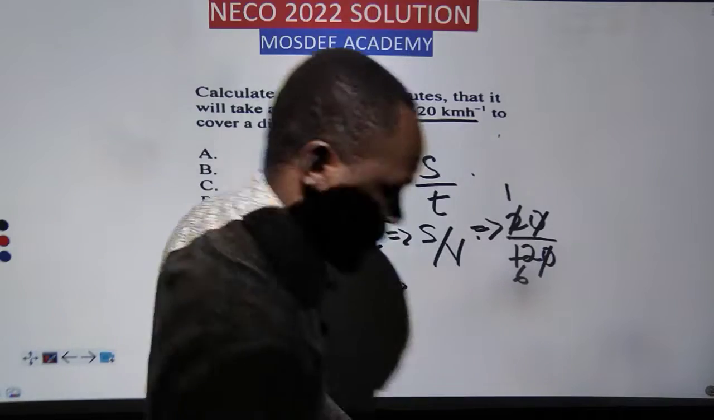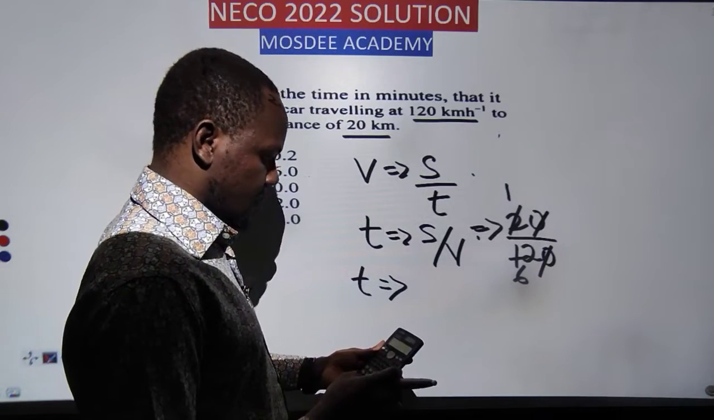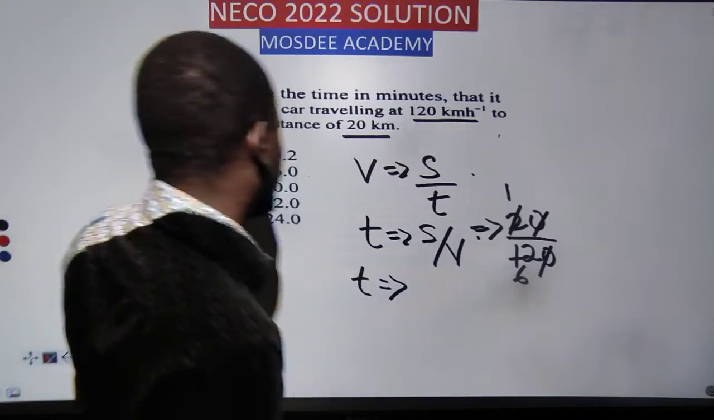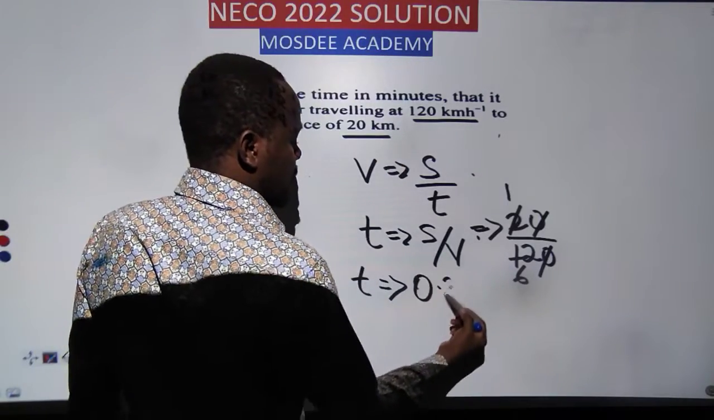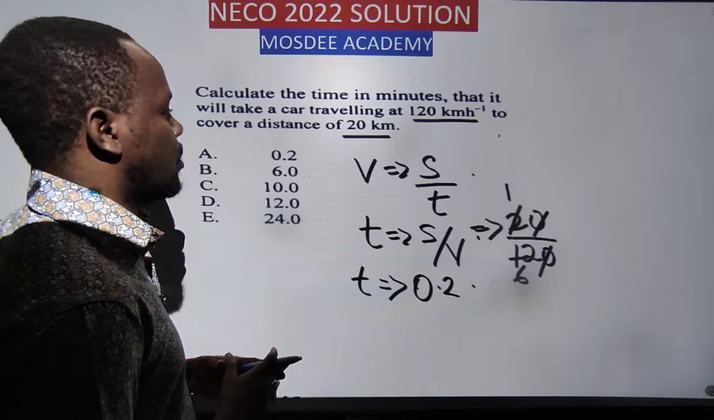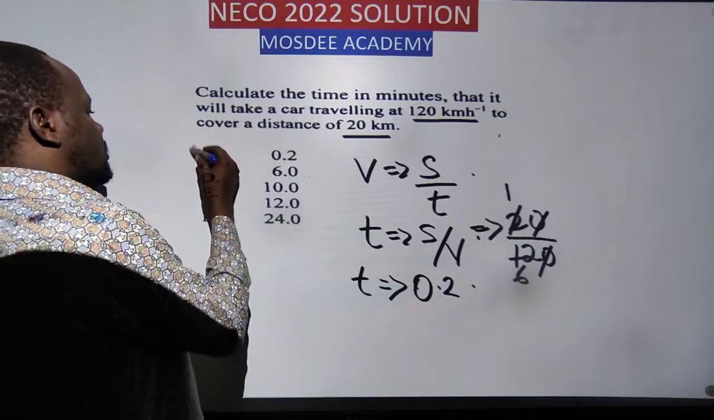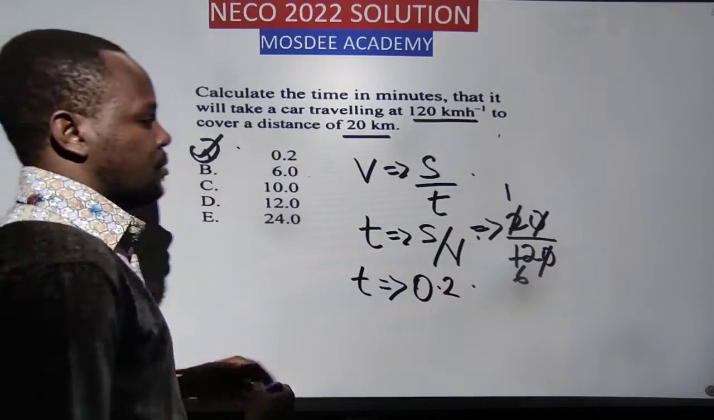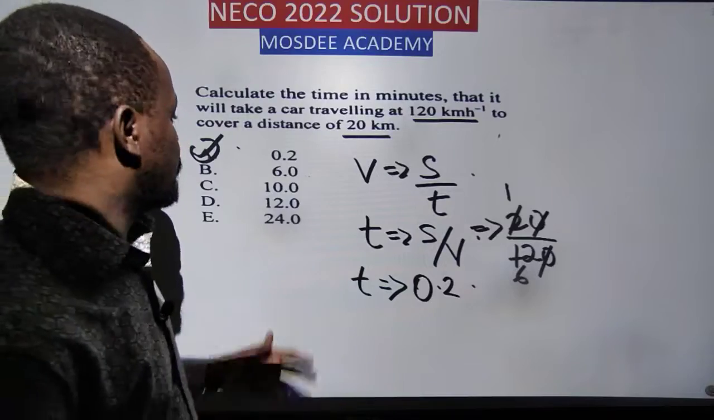0.16666. Let me just confirm that, 1 divided by 6 is 0.16666. So that would be 0.2. Here the SI unit is not even given, so we believe it is a question of what the examiner actually wants. But this should be given because it's a standard exam, and that's one thing about Neco. Next one.